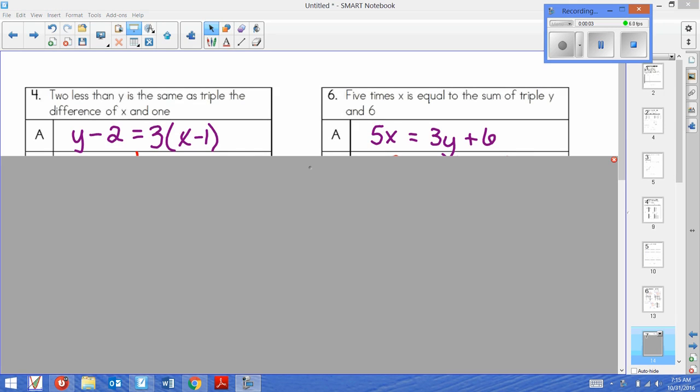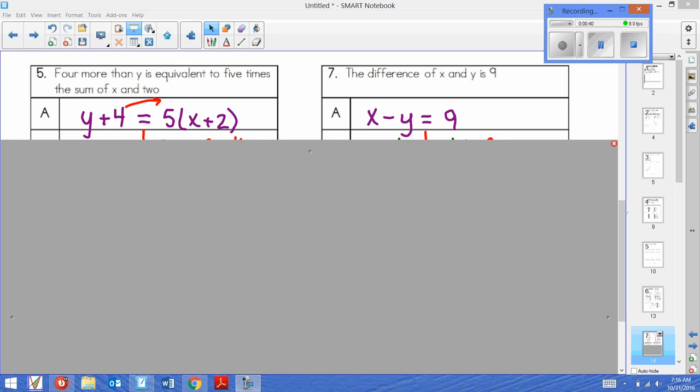So here we have the answers to numbers 4 and 6. So 2 less than y is the same as triple the difference of x and 1. So we're subtracting x minus 1, and 3 is being multiplied to that subtraction problem. That's why I use parentheses. Here's question number 6. 5 times x is equal to the sum of triple y. This one's a little different. We're just multiplying 3 times y, and we're adding 6 to that.